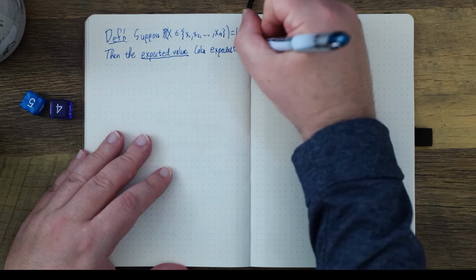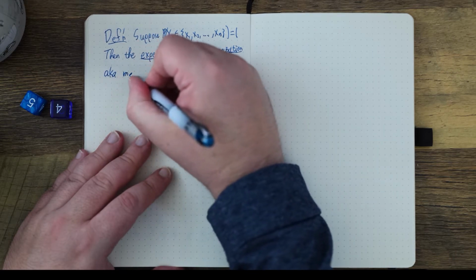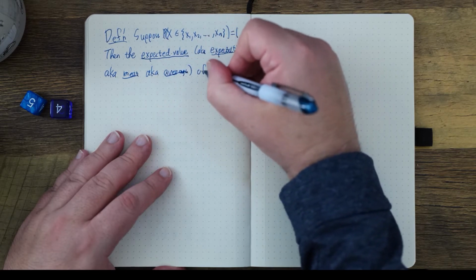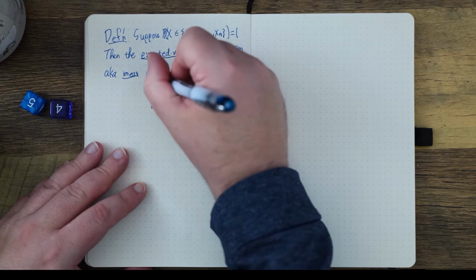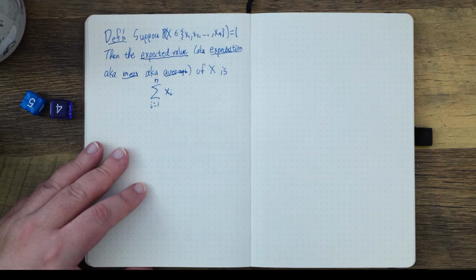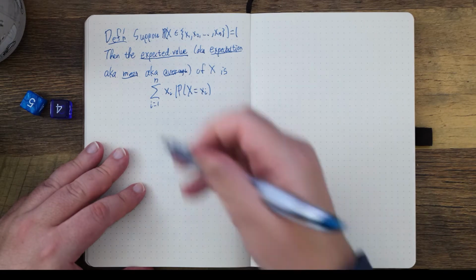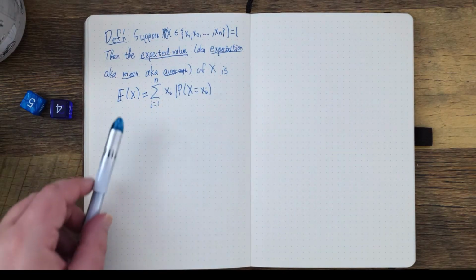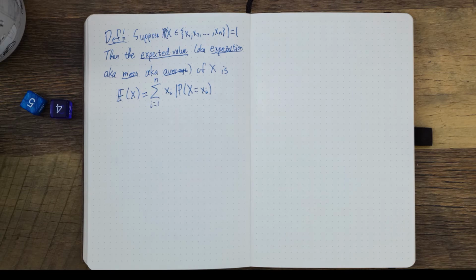It's such an important concept that we give it at least 4 different names. The expectation, also known as the mean, also known as the average of X, is defined to be the sum as i goes from 1 up to n of the value that the random variable takes on times the probability that it takes on that value. The notation that we'll use is a blackboard boldface E applied to the random variable. So the expected value of the random variable X is defined by summing over the values that the random variable takes on times the probability that it takes on those values.